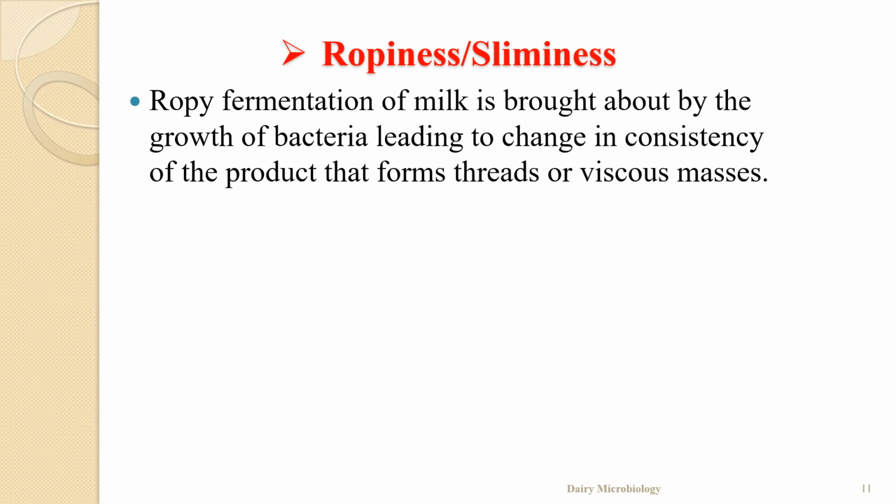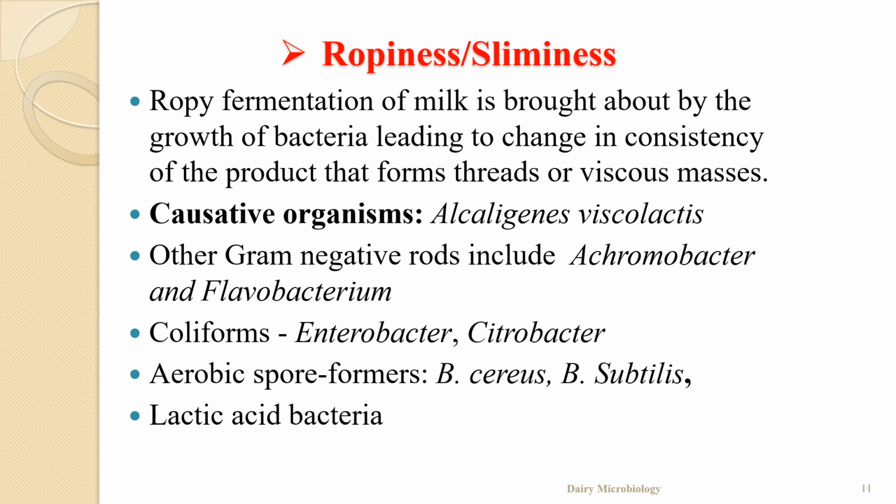Next defect is ropiness or sliminess. Ropy fermentation of milk is brought about due to the growth of bacteria which change the consistency of the product due to the formation of thread-like structures or production of viscous masses. Causative organisms include particularly the bacteria Alcaligenes viscolactis. In addition to this, other gram-negative rods include Achromobacter and Flavobacterium. Coliforms, for example, Enterobacter and Citrobacter. Aerobic spore formers include Bacillus cereus and Bacillus subtilis, and lactic acid bacteria.